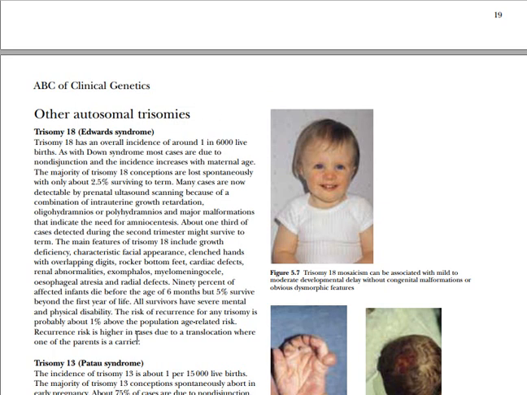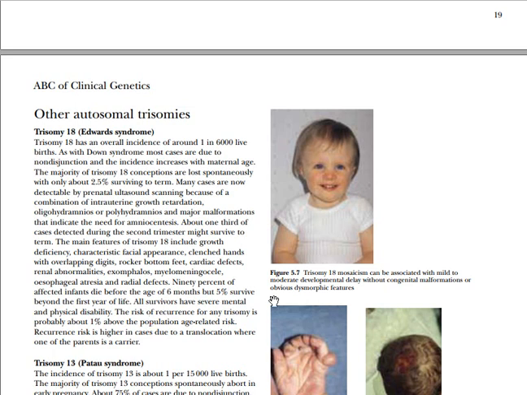Now, many cases are detectable by prenatal ultrasound scanning because of a combination of intrauterine growth retardation, oligohydramnios, polyhydramnios, and major malformations that are indicated on amniocentesis. So you can think of trisomy 21. Now, the risk of recurrence of trisomy 21 is only about 1% in the general population. So you just have to note that generally for chromosomal abnormalities, the rate of recurrence is very low.